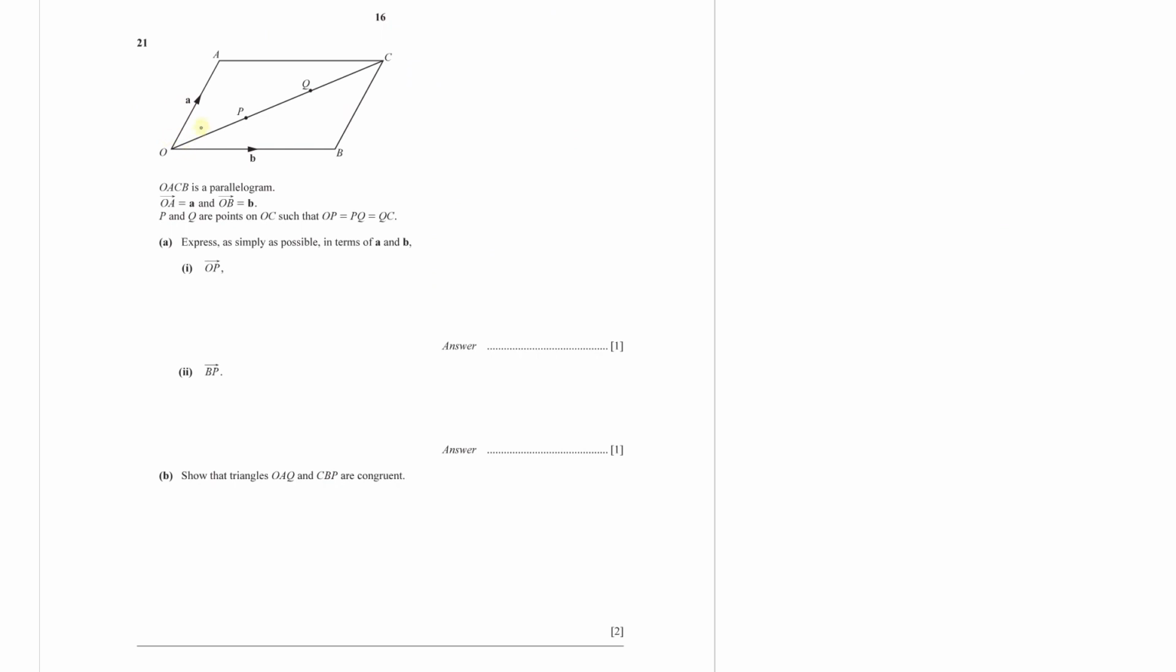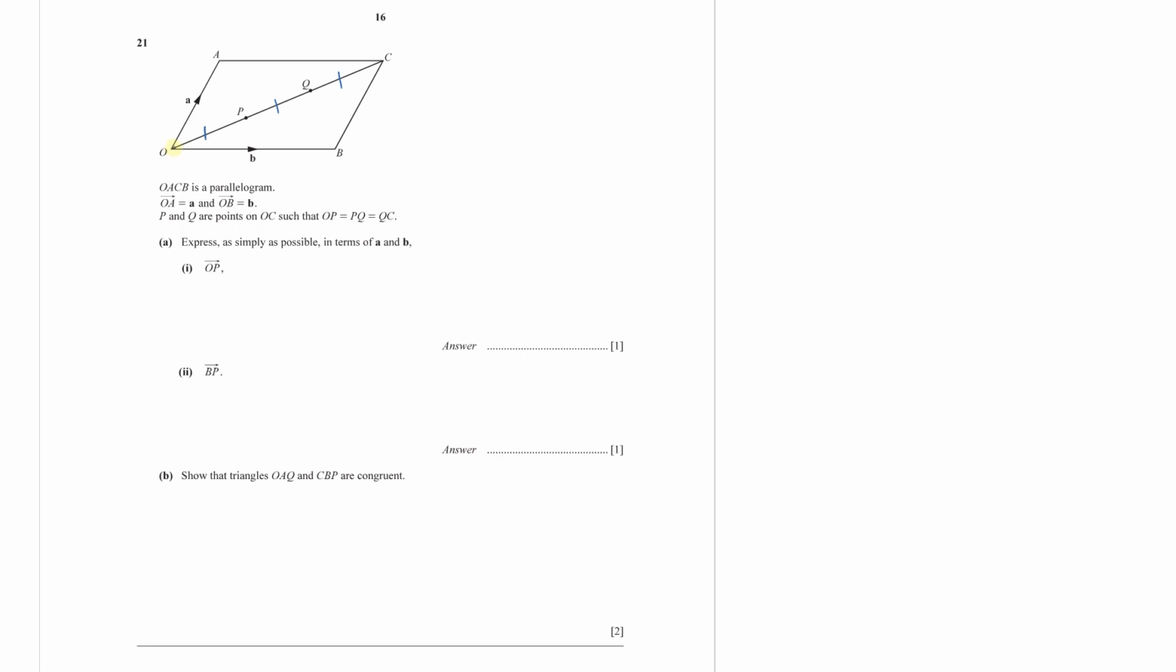Question number 21 is OACB is a parallelogram. So this shape is a parallelogram. O is given by this vector A. OB is given by this vector B. P and Q are points on OC such that OP, so this length, and this length PQ, and this length QC are equal. So OP is equal to PQ is equal to QC. The lengths are same. Express as simply as possible in terms of A and B, the length OP.